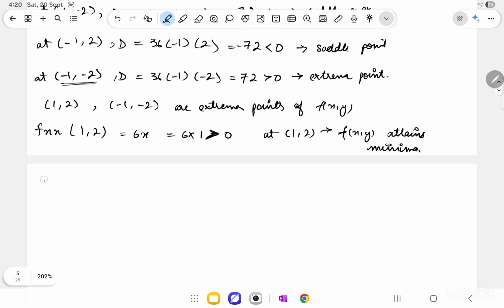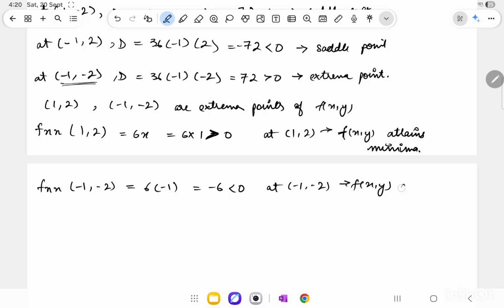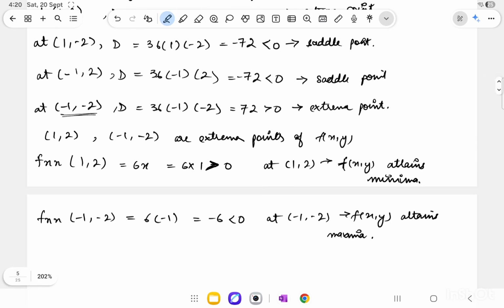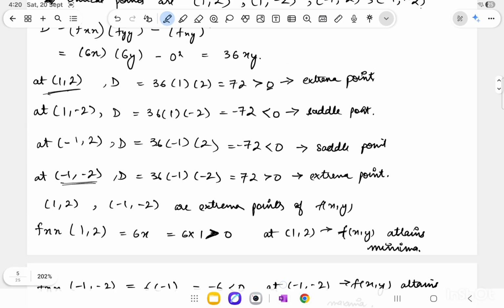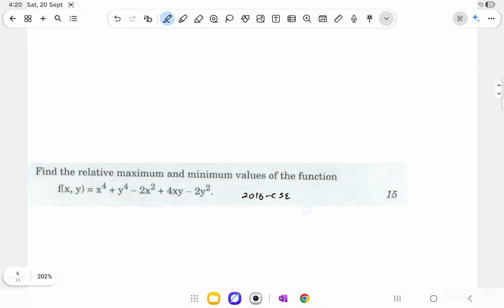Likewise, we can check the value of fxx at (-1, -2), that is 6 into -1, which is -6, and that is less than 0. So at (-1, -2), f(x, y) attains maxima. So that's all we are supposed to find out in this question. So in this question there is 1 point of maxima, 1 of minima, and there are 2 saddle points. So let's move on to the next question.